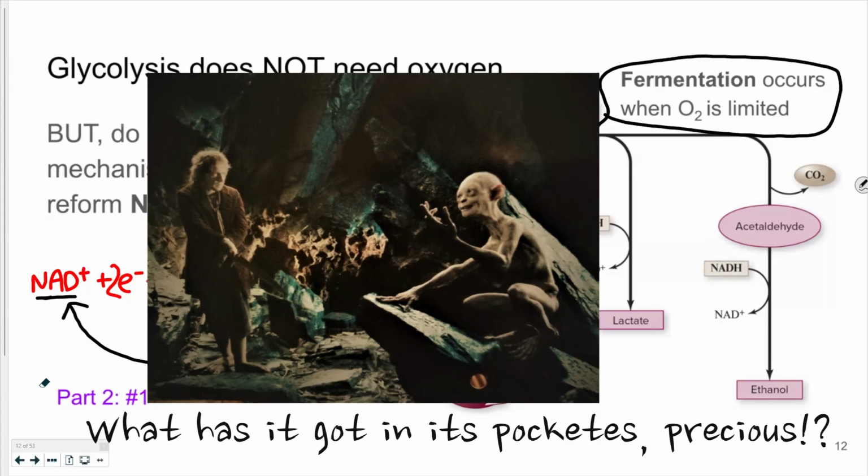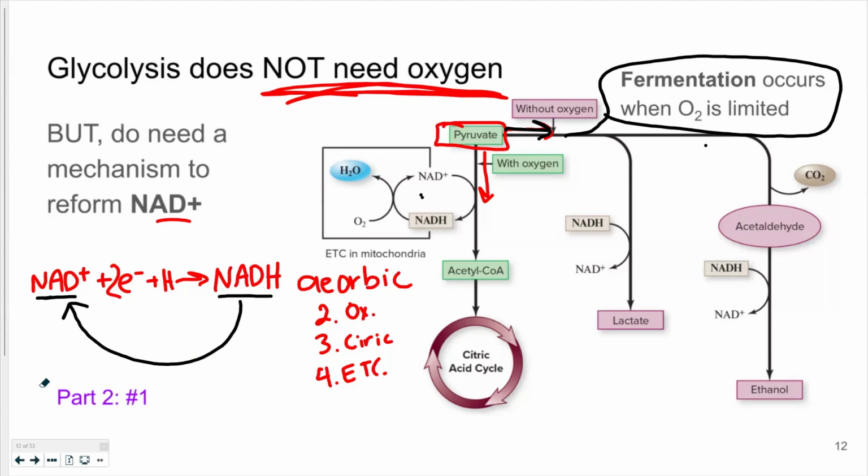We are going to talk about when this happens in aerobic respiration, and we'll talk about when that happens for fermentation. There has to be a mechanism to take our NADH and convert it back to NAD plus. Okay, so if you have your guided notes, now's a good time for us to pull out part 2 and look at that question number 1.